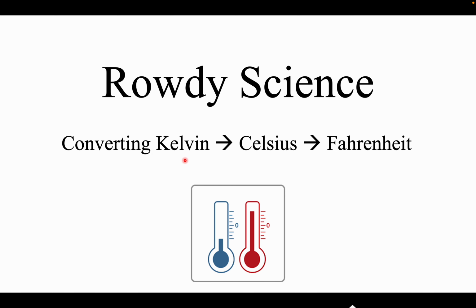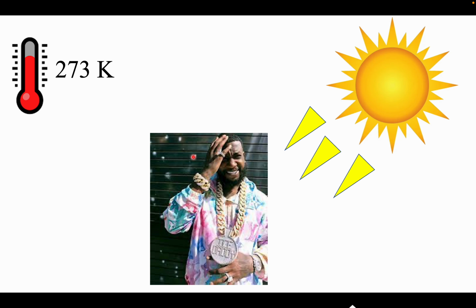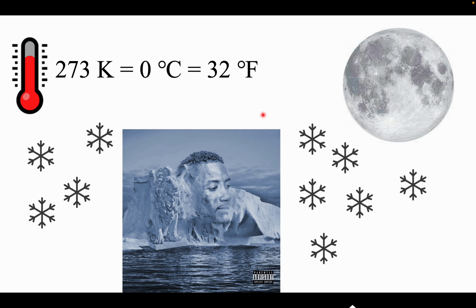Today we're talking about converting Kelvin to Celsius, Celsius to Fahrenheit, and vice versa. Let's start it off with our man Gucci Mane standing in the sun at 273 Kelvin. This might sound like his ice is going to melt, but 273 Kelvin is equal to 0 degrees Celsius or 32 degrees Fahrenheit. So Gucci is remaining frosty.